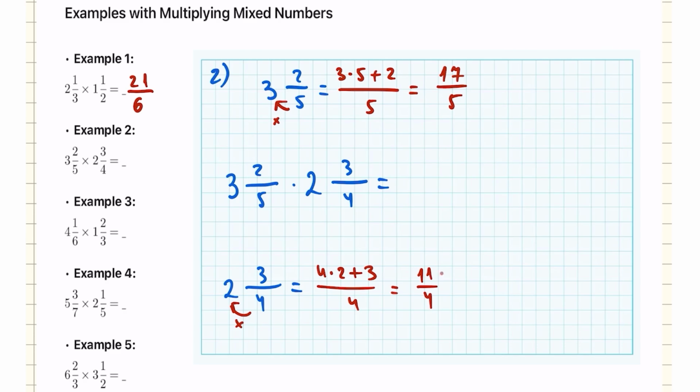Now we can multiply. 17 over 5 multiplied by 11 over 4. And now we multiply top parts and bottom parts. 17 times 11 is 187 over 20, 5 times 4. And that's the final answer.